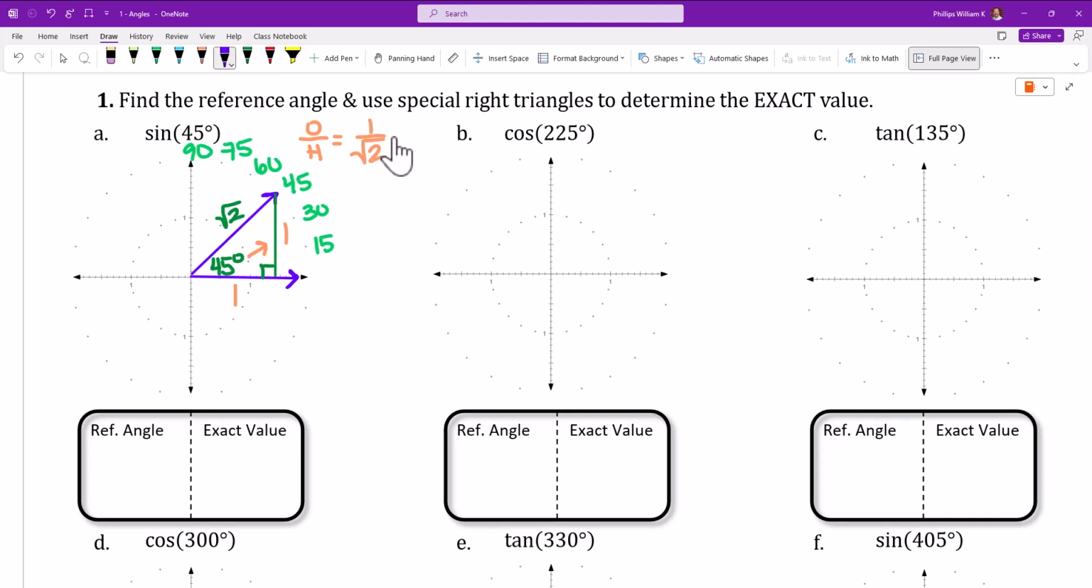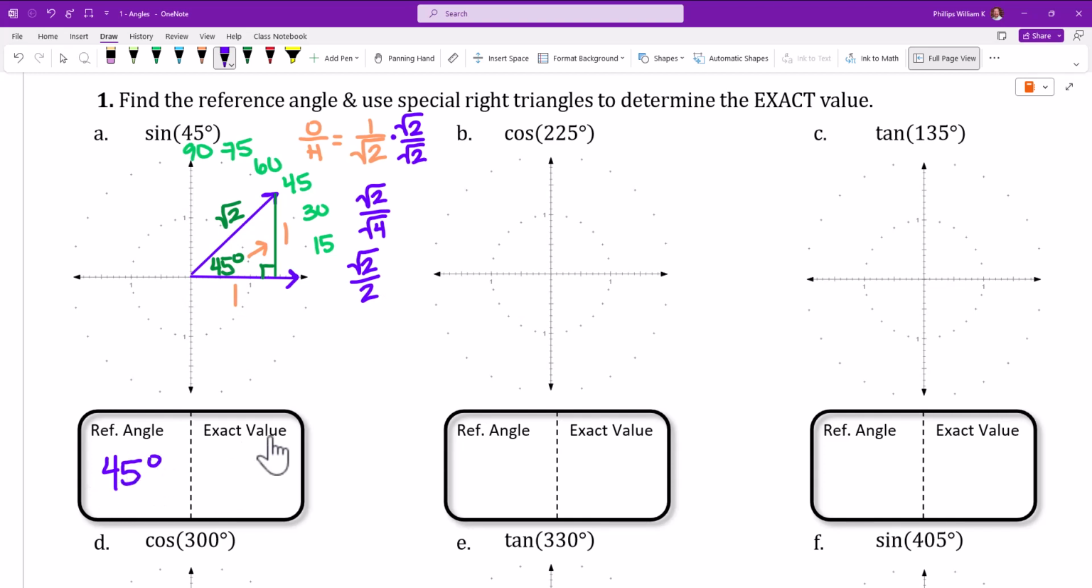So we need to rationalize this. So rationalizing is the same thing as multiplying by the number 1. I'm going to multiply by root 2 over root 2. Root 2 over root 2 is 1. But what this is going to do is get that square root out of the bottom, because that's going to give me the square root of 2 over the square root of 4. And we know what the square root of 4 is. It is 2. So this answer is root 2 over 2. So we know the reference angle. The reference angle is 45.